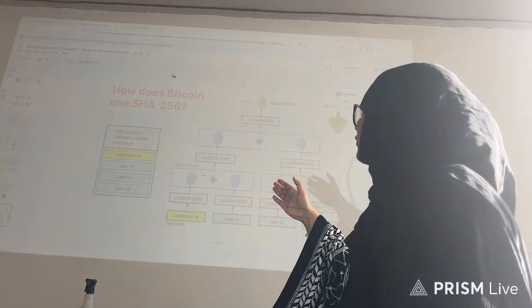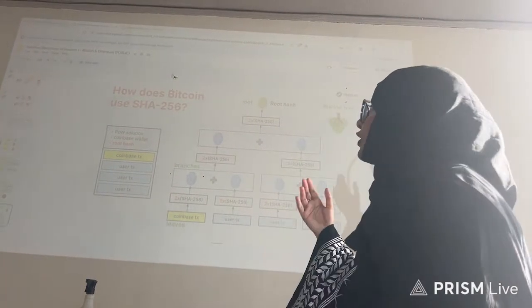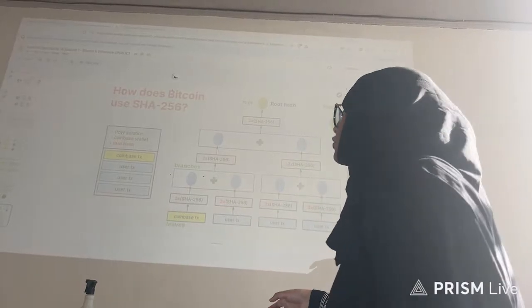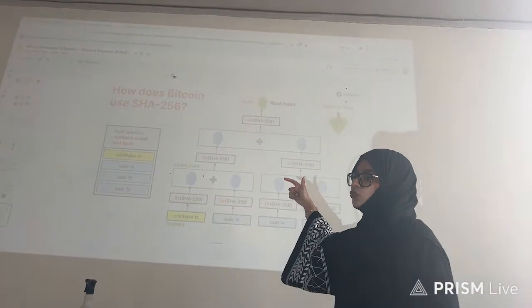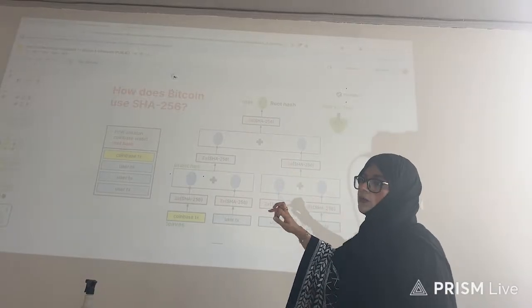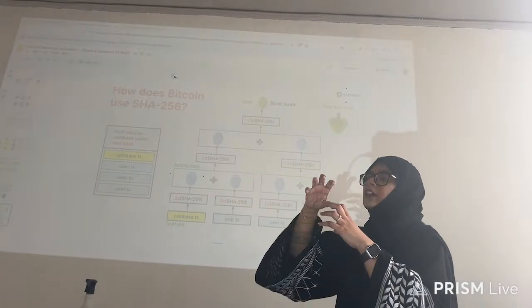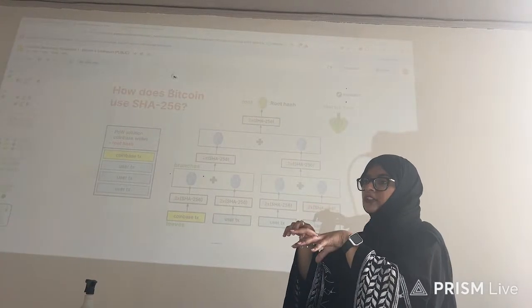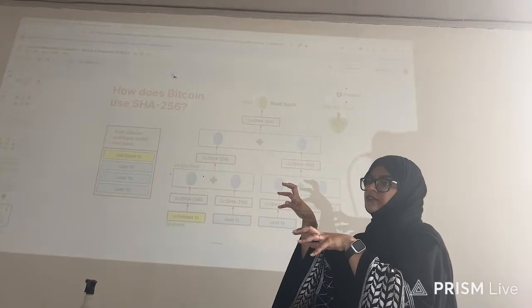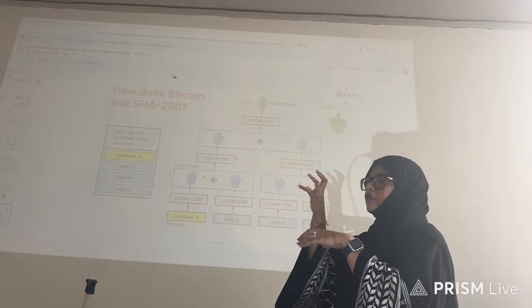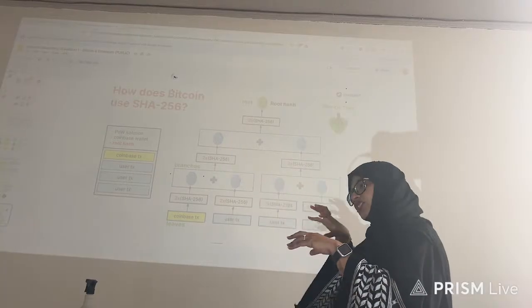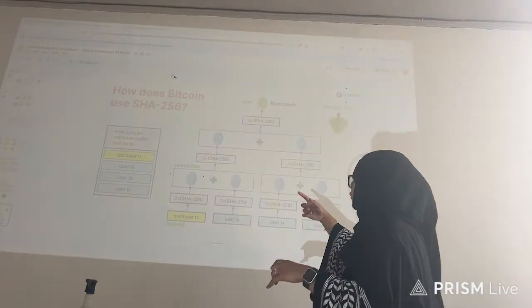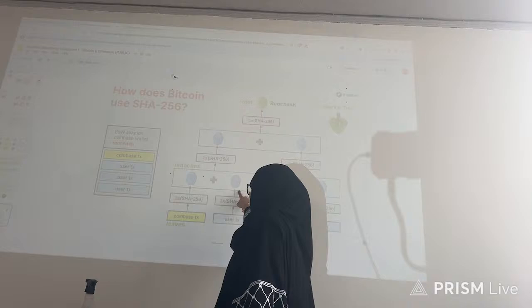But how does Bitcoin use SHA-256? Each transaction that you see is put twice through the SHA-256 algorithm. Firstly, the transaction is put through the hash function, which gives you a hash, and then that hash is put through SHA-256 again to achieve the final hash.